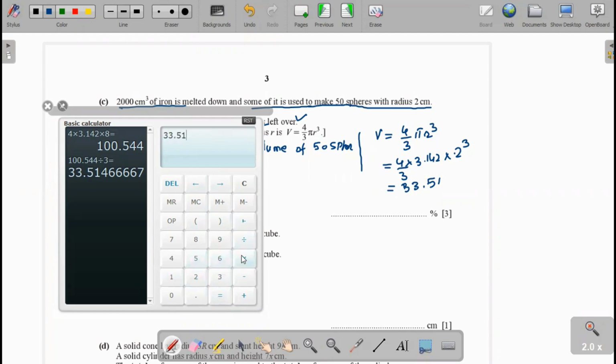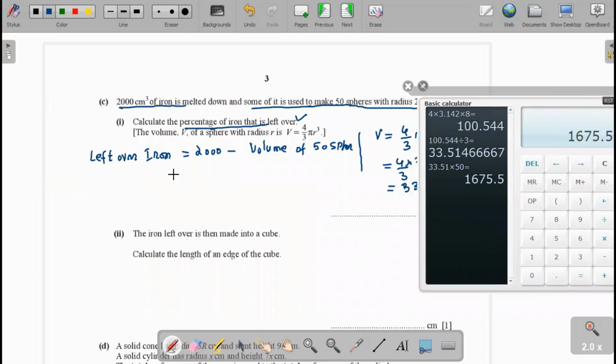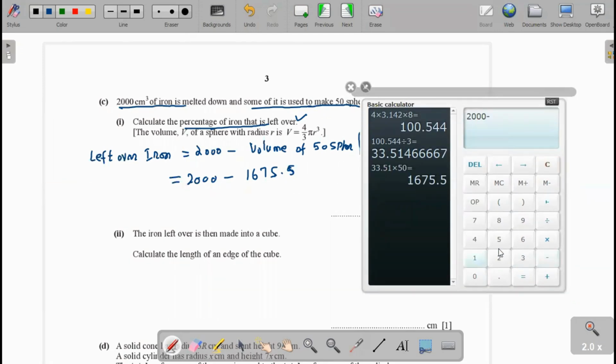Now multiplied by 50 spheres, that value will be equal to 1675.5. Therefore 2000 minus 1675.5, where 1675.5 is the total volume of the 50 spheres. Now we subtract 2000 minus 1675.5. The answer is 324.5. This is the leftover iron.